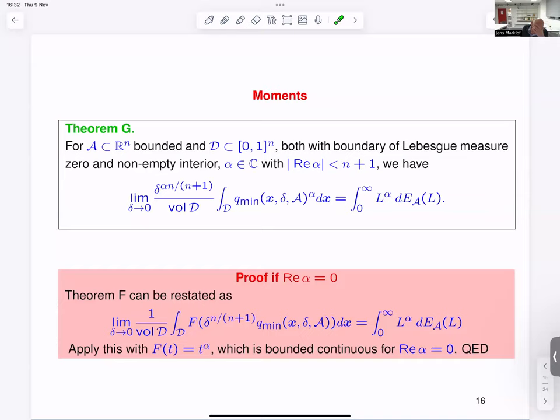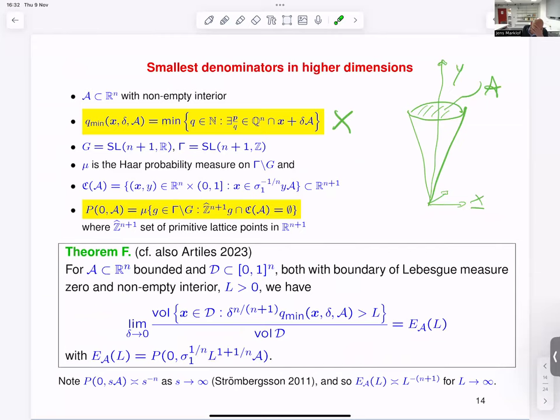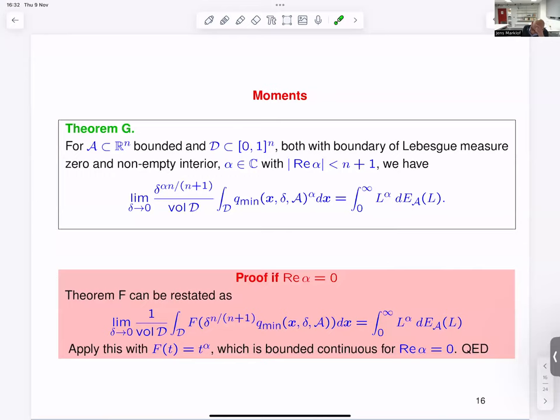Let me just see here. There might be a mistake here. I'll double check that. I'll get back to you tomorrow on this. So in order to have a finite moment, you need to restrict alpha here, and that's the correct restriction. So how do you prove such a statement?